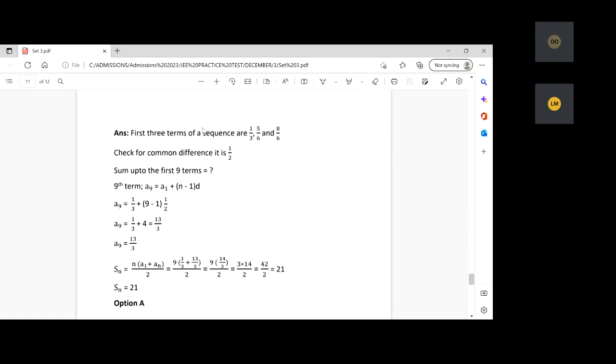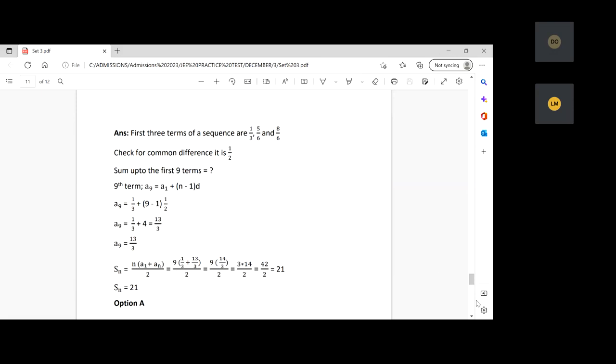So you got the difference. You know what A9 is: A1 plus n minus 1 into D. You can just simply substitute this. This is 1 by 3 plus 8 by 2, which is just 13 by 3. Once you have this value, what is the sum? Sn is equal to n into a1 plus an by 2. So you know n is 9, the ninth term is 13 by 3, the first term is 1 by 3. So 9 into 1 by 3 plus 13 by 3 by 2. So it's just 3 into 14 by 2, which is 21.